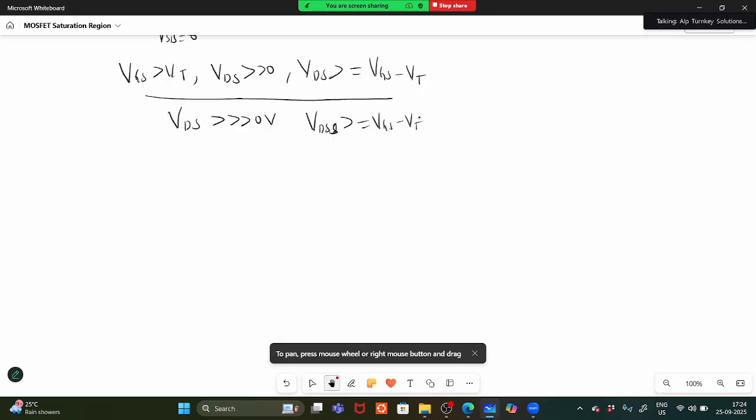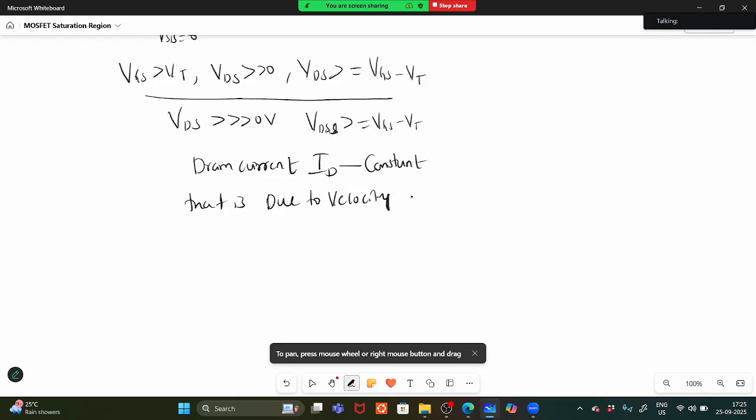So what happens? There is a drain current which is constant. ID becomes constant. That is due to velocity saturation.